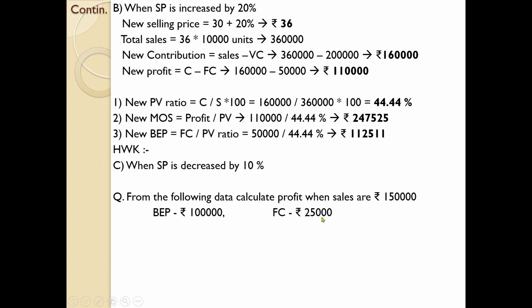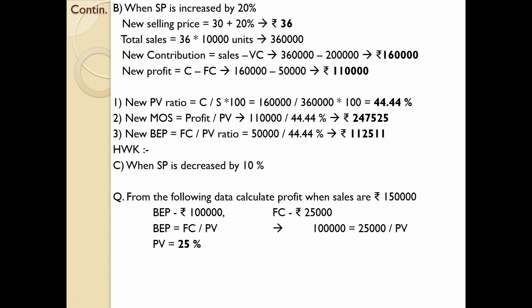Fixed cost is 25,000. Break-even point is fixed cost by PV ratio. We know the equation. And break-even point, 1 lakh, is given. 1 lakh equals fixed cost, which is already given. So we can easily find the PV ratio. So PV ratio is 25%. In the question it was asked to calculate profit when sales are 1,50,000.